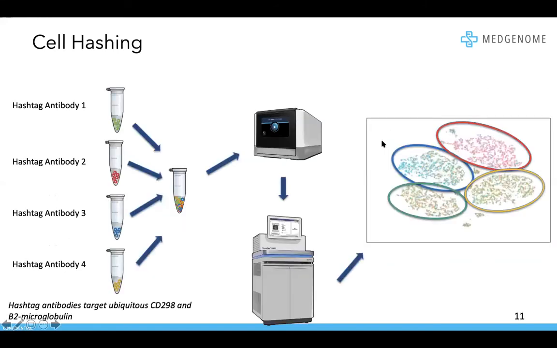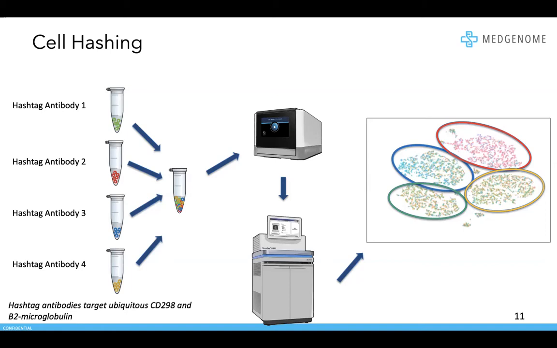On the other hand, very similar chemistry is cell hashing. Cell hashing also uses antibodies, but these antibodies target ubiquitous cell surface proteins, something that you would find in all cells, such as CD298 or beta 2 microglobulin.